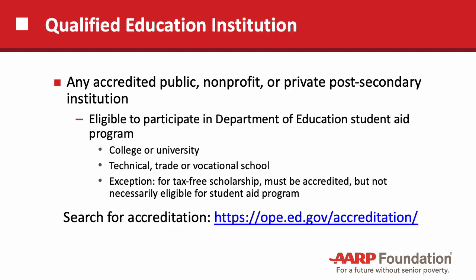Now, a qualified education institution is any accredited public, nonprofit, or private post-secondary institution that's eligible to participate in a Department of Education student aid program. It's a college or university, a technical, trade, or vocational school. As an exception, for a tax-free scholarship, the institution must be accredited, but not necessarily eligible for a student aid program. Now, to search for accreditation of an individual institution, you can check the site on the slide.